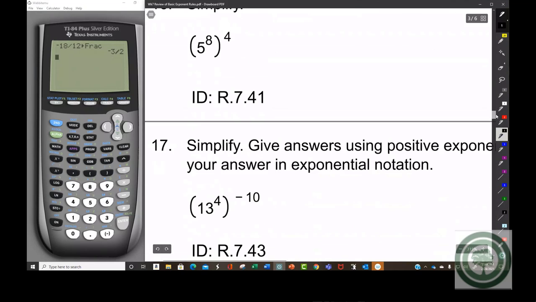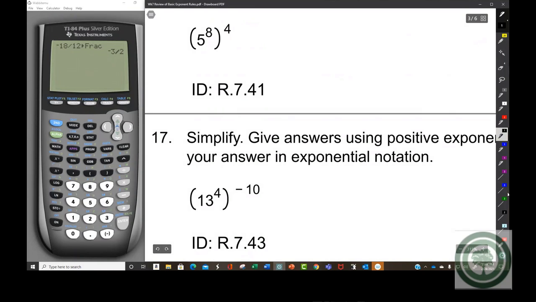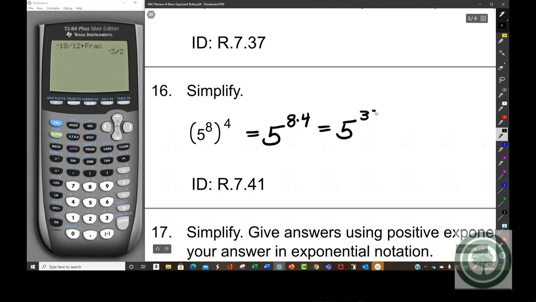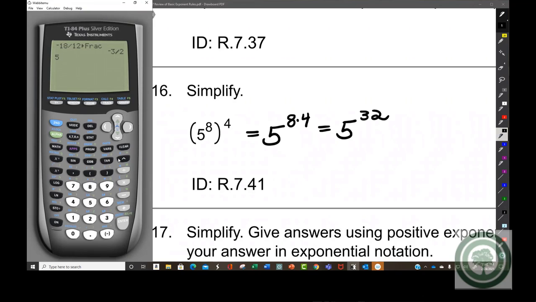So, oh, we're getting to a new rule, finally. When you have a base raised to a power and then raised to a power again, you multiply the powers. So this is 5 to the 8 times 4, which is 5 to the 32. I would bet a penny that 5 raised to the 32 power is going to be much too big, and it is. So, now we're leaving it like that.